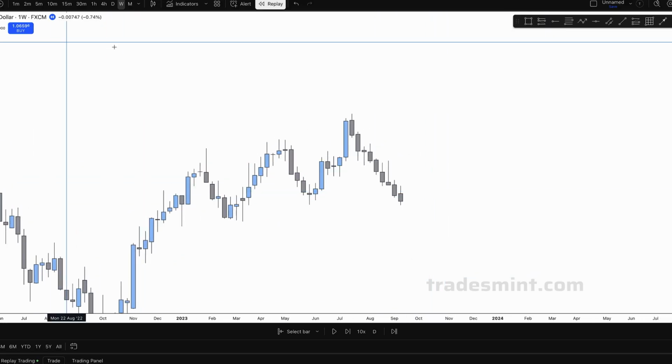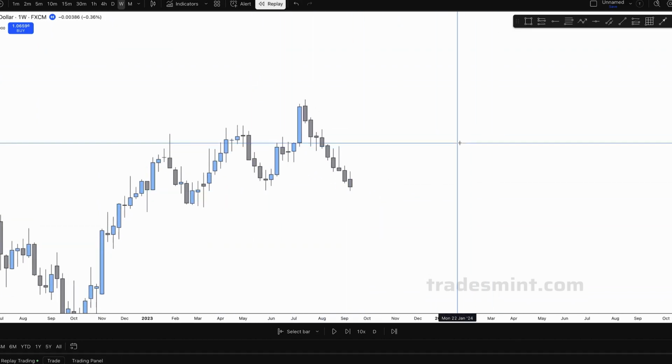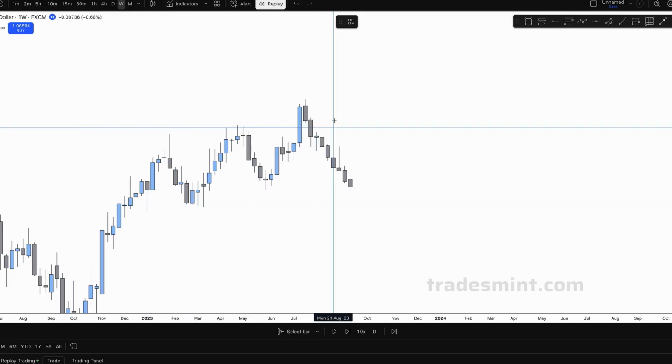We're going to break down Euro USD now from the weekly perspective. We're going to follow this standard flow. So let's do that right now. Okay, the first thing we want to do is identify the trend.